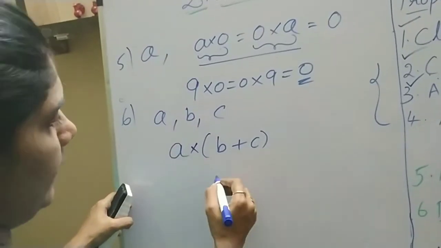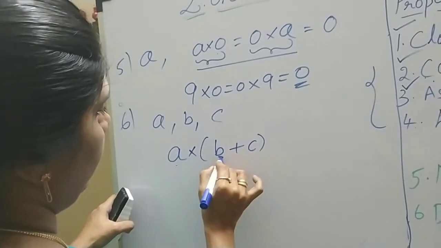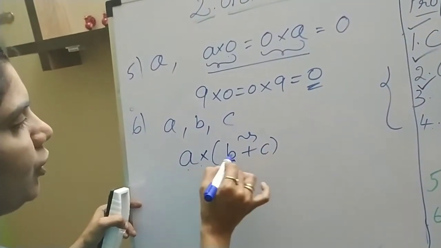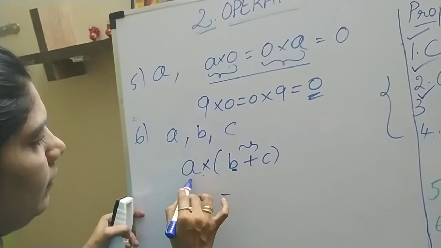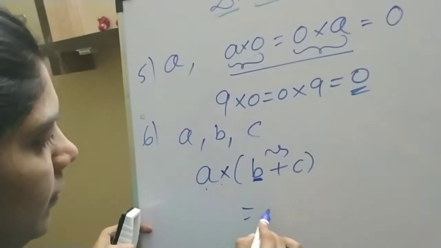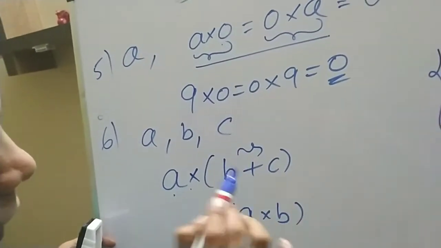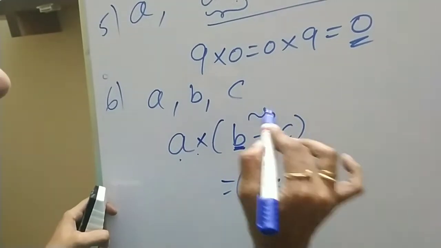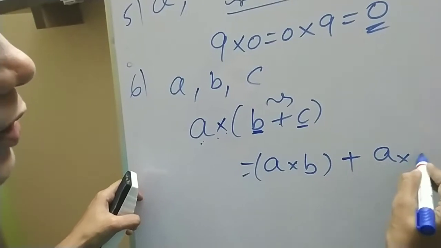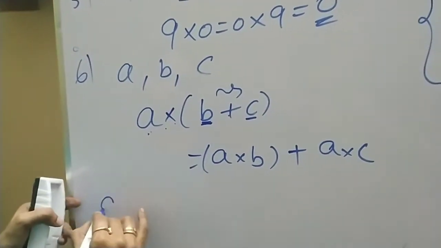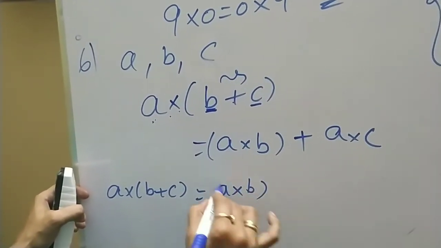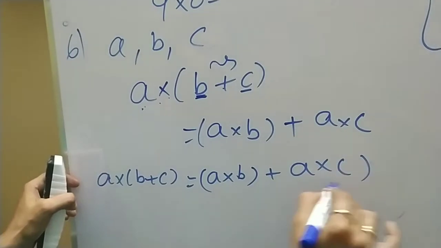What happens? See here. A into B plus C, multiplication over addition. So first multiply with A in this bracket, first B. I am multiplying B first. A into B, that is 1. Next, this plus I am carrying here, plus A into the next, C. A into C. This is your property. A into B plus C equals A into B plus A into C.